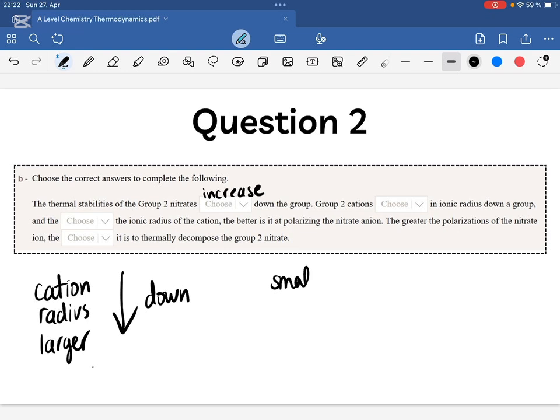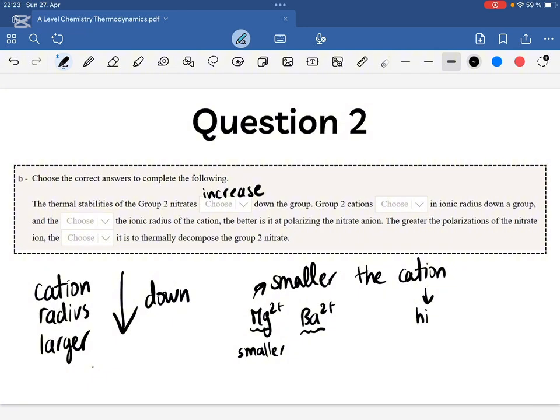And the smaller the cation, let's say if it was Mg2+ and Ba2+. Ba is further down the group, so Mg2+ is going to be smaller. And because it's smaller, it's going to have a higher polarizing power. It's going to easily polarize the nitrate ion, the NO3- ion, or the carbonate ion, leading to its decomposition at a lower temperature. Therefore, we need to fill in the blanks.